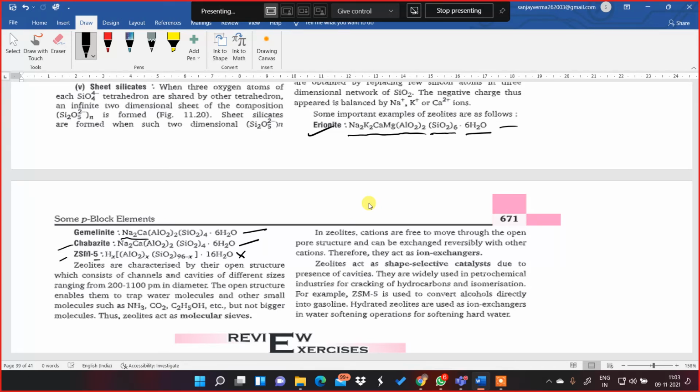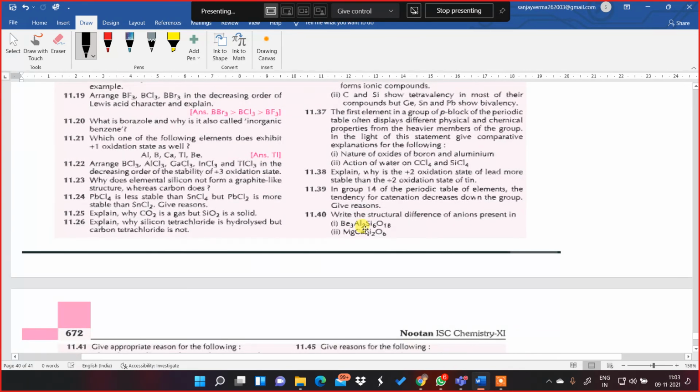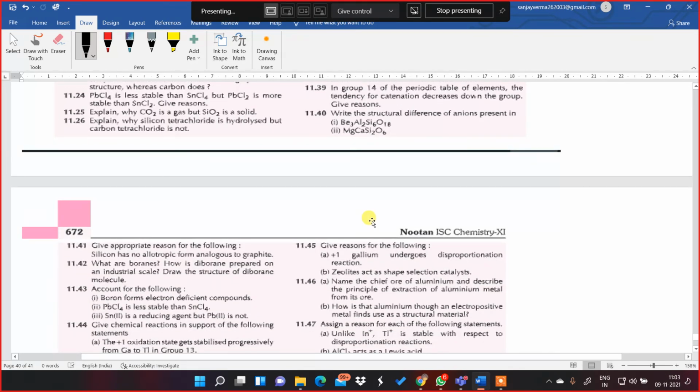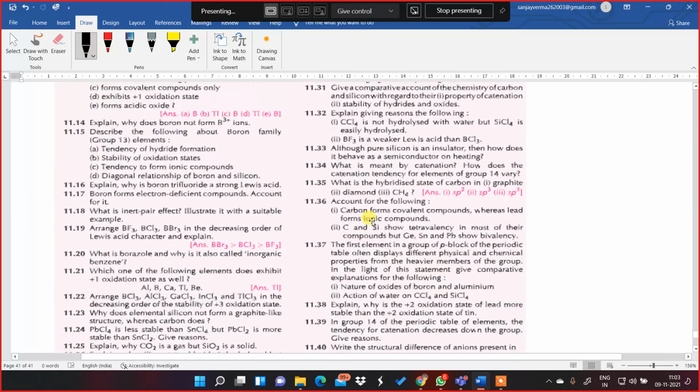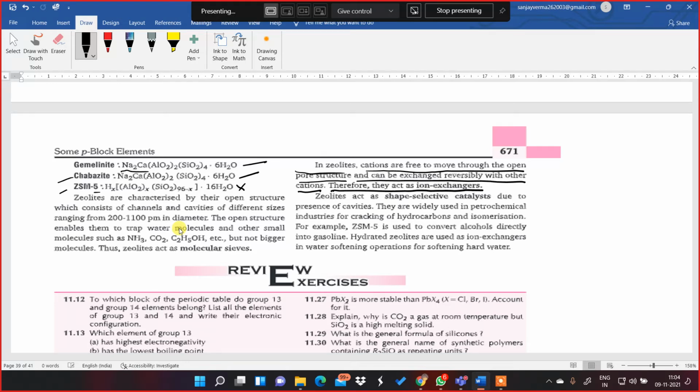Now, over here, the uses, I feel, are more important for zeolites. What are the very important uses of zeolites? That has been asked. Zeolites are used basically in the purification of water. Remember that. In zeolites, the cations are free to move through the open pore structures and can be exchanged reversibly with other cations. Therefore, zeolites act as ion exchangers in water purification.